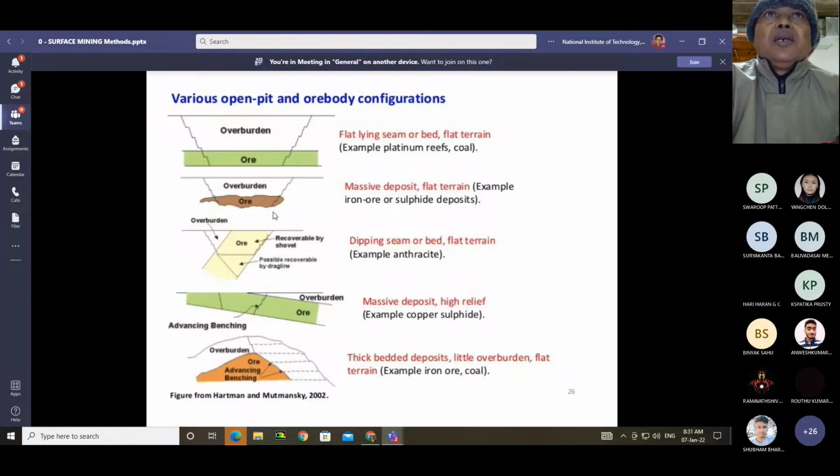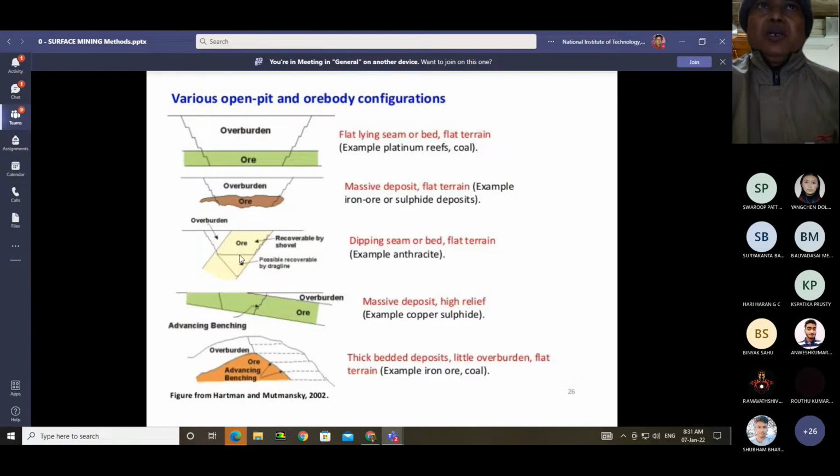Okay, and the second one is showing a massive deposit. This massive deposit in a flat terrain is for iron ore or sulfide deposits. So above the ore there is overburden, and this overburden is to be removed to get the ore. So this is a massive deposit in flat terrain, for example iron ore mines and sulfide deposits.